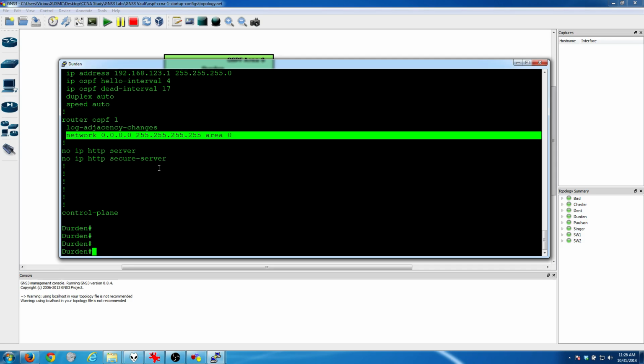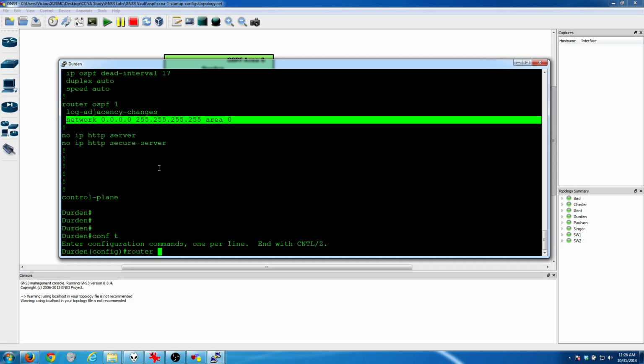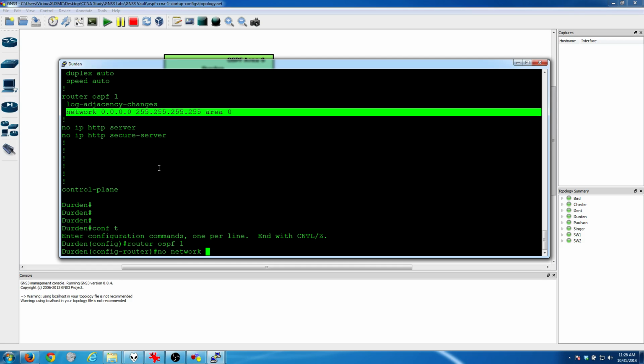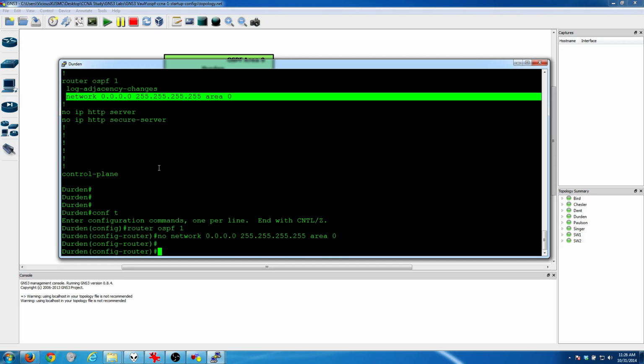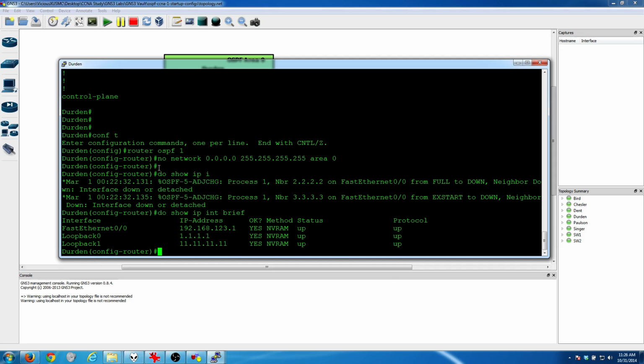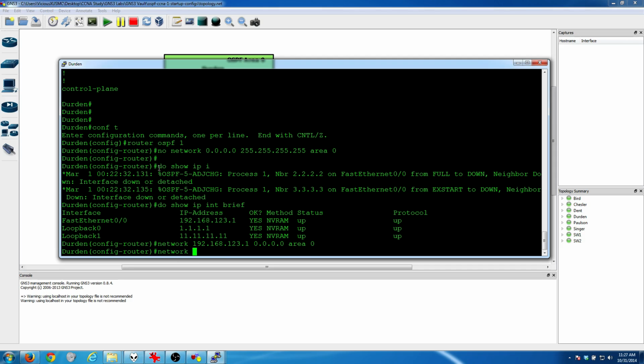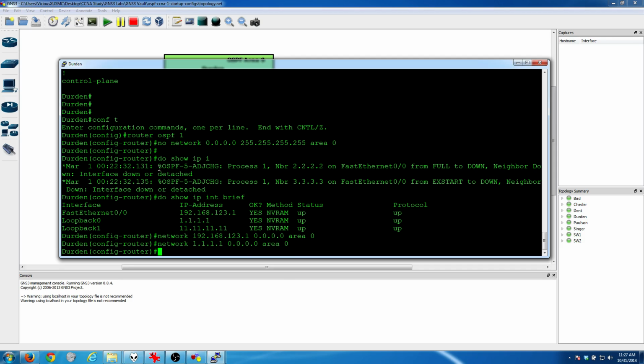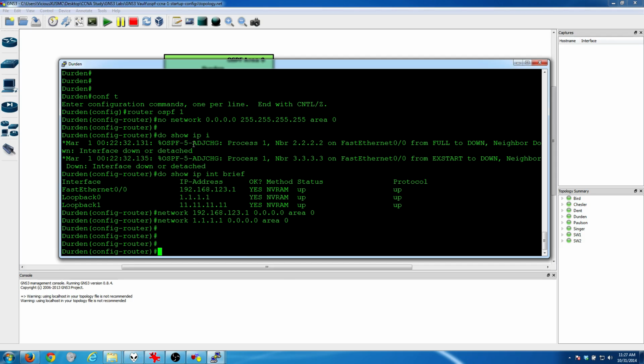Let's show you how you would do that. We'll configure terminal, router OSPF 1, no network 0.0.0.0 255.255.255.255 area 0. I'm going to look at my interfaces and add them exclusively now. So let's do network 192.168.123.1, and that's area 0, network 1.1.1.1 0.0.0.0, area 0. Okay, so those two are now advertised in OSPF, but not the loopback one.